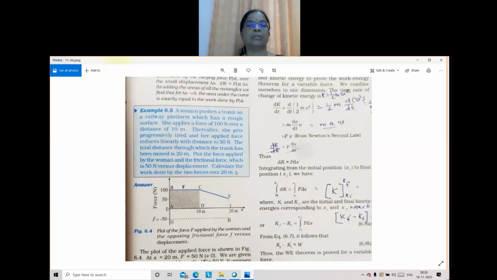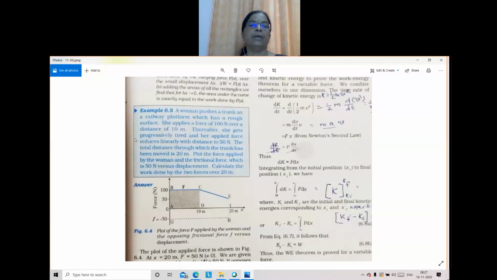You have to plot the graph, which is 50 Newton versus displacement. Frictional force is 50 Newton over the total displacement. Calculate the work done by the two forces over 20 meter. One is the frictional force, the other is the force applied by the woman. Over 20 meter, we have to calculate both work done. So first you have to plot the graph.